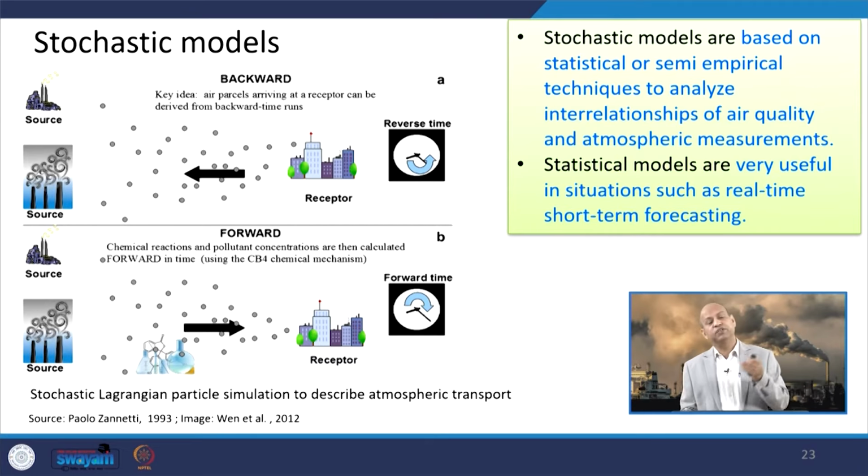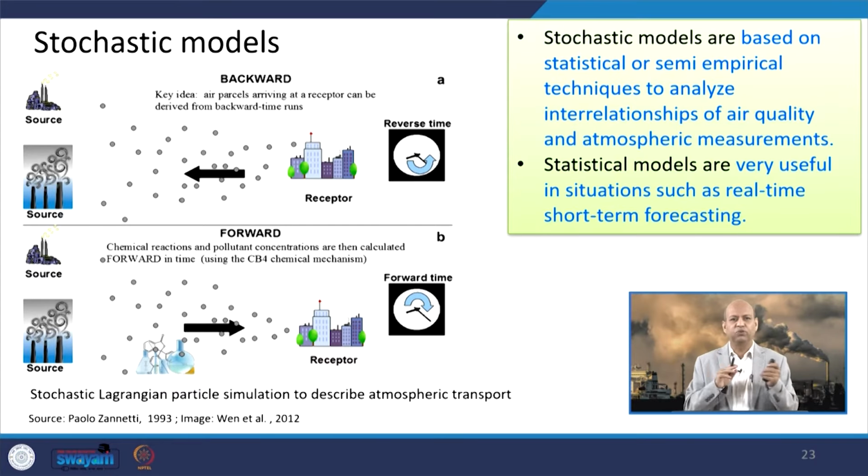Otherwise, atmospheric chemistry related equations are quite complex, and if you want to know what is happening in terms of physico-chemical reactions in the atmosphere, if you want to develop equations in that form, then it is quite complex and it needs very highly specialized knowledge of atmospheric chemistry. But in statistical models, only relationships are needed. So, that can be done with the help of the air quality concentration measured and that predicted by the model.